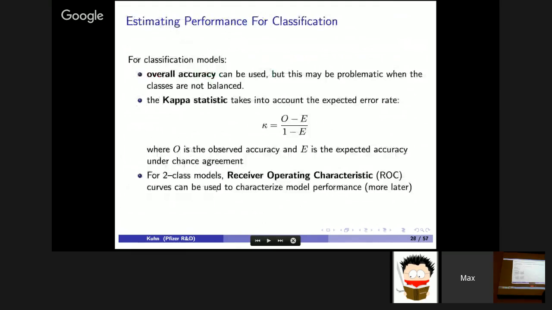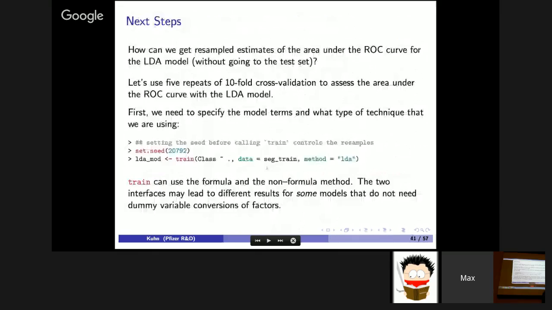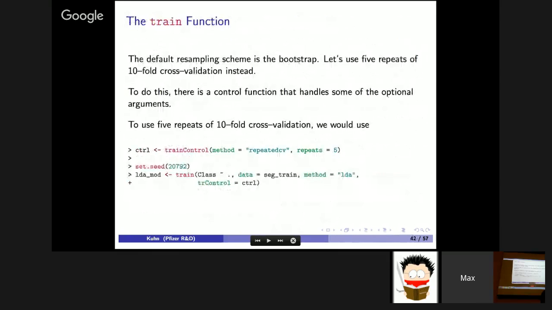We named as many of the arguments to train in sort of non-standard ways. So trControl, we didn't want to call it control like every other package does, because if train had an option called control, then you couldn't pass a control option into the underlying modeling function.